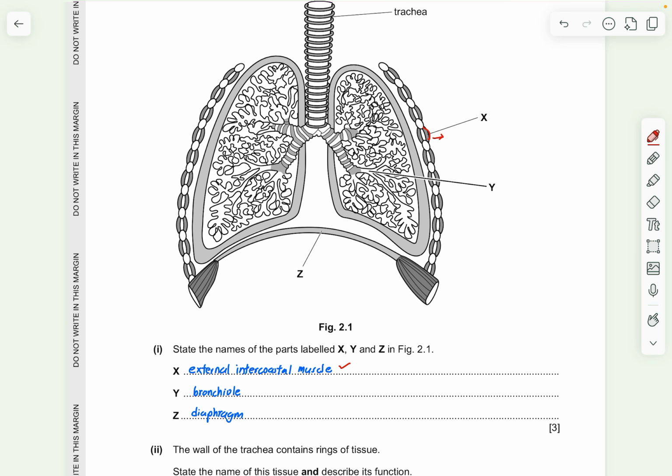What about Y? Y is linking to the smaller branches of the lungs, okay? This is like your 3 branches, so this will be the bronchiole. And what about Z? Z is almost like a U shape, maybe like a bended N shape. So that is always the diaphragm.